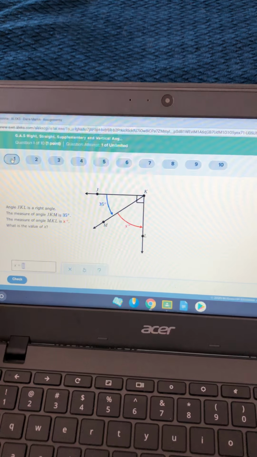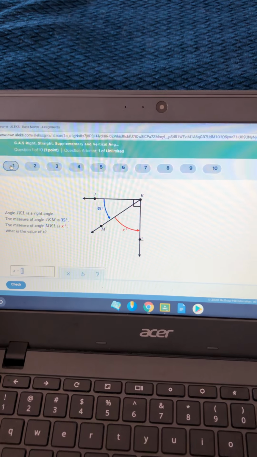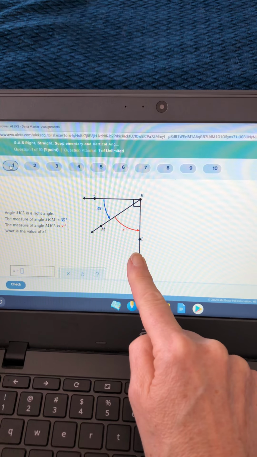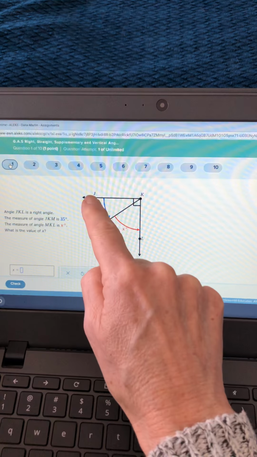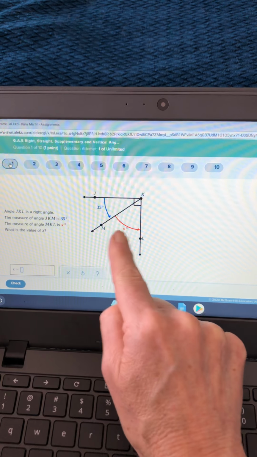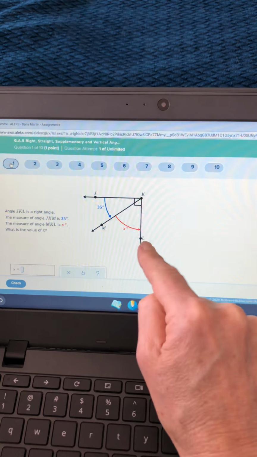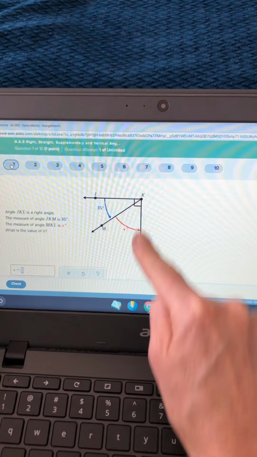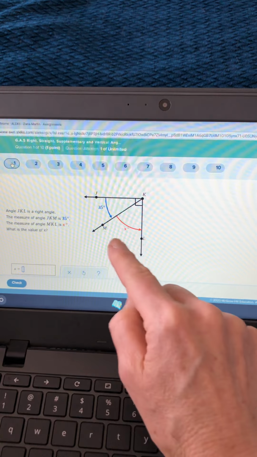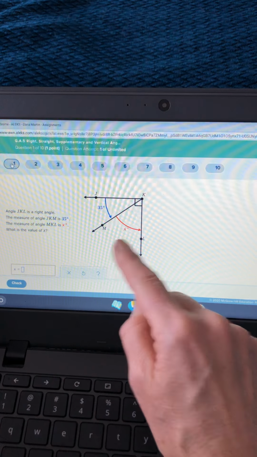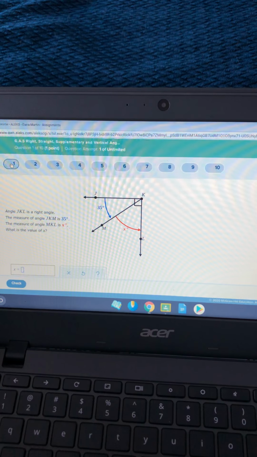And this is going to be super fast, super easy. Okay, there's a right angle. We know that all of this together equals 90 degrees. We have angle JKM, as that says, is 35. And they want to know what MKL is. Well, we know what JKL is. The whole thing is 90. So what plus 35 is 90? So hopefully you know that that's 55.